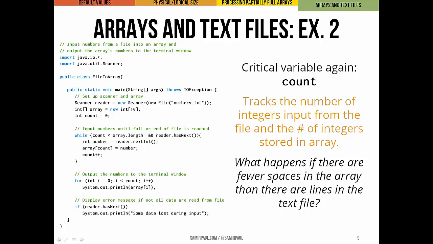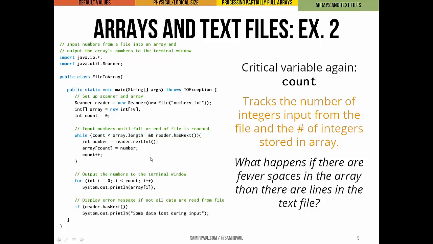Another quick example here, we're taking a bunch of information from a text file, just a series of numbers, and we're storing them into an array that's 10 units long. We'll take a look at this while loop. We have two conditions here. We're saying while the count is less than the array length, in other words, while our logical size is still smaller than our physical size, and while there's a next thing to read, we want to do all this stuff. We're getting the next integer from the file, storing it in the next open spot in the array, and then increasing our logical size.